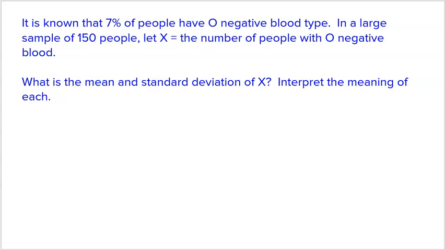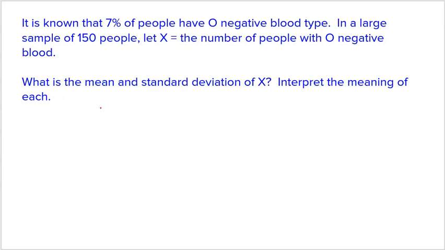It is possible, so it is discrete, but it would be literally listing, well, 0 people could have type O negative blood. 1 person, 2, 3, 4, 5, 6, 7, 8, 9, 10, ... 145, 146 people, 147, 148, 149, or, oh my goodness, all 150 people could have type O negative blood. So when you have such a large sample size, it becomes very hard to make that probability distribution because there are so many outcomes. But again, that's not what I'm asking here. This question simply wants to know the mean and standard deviation.